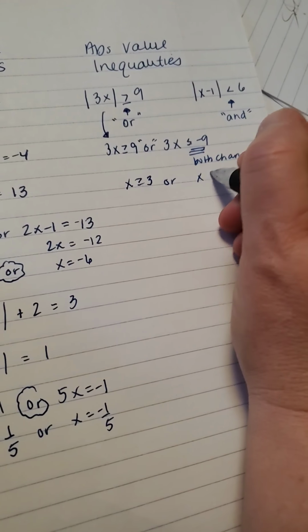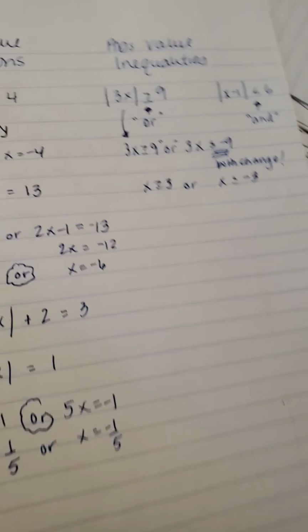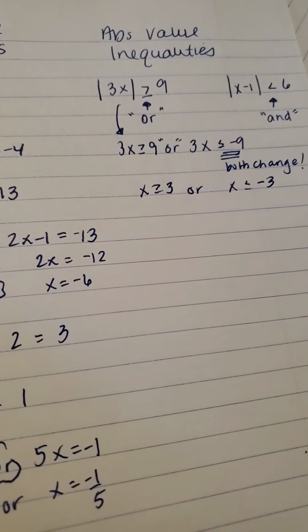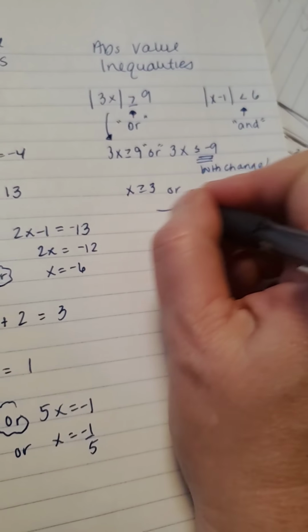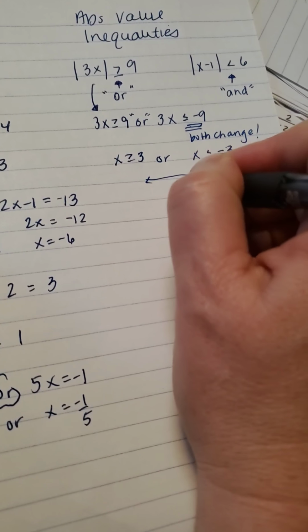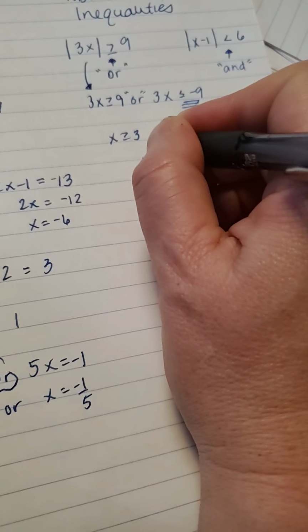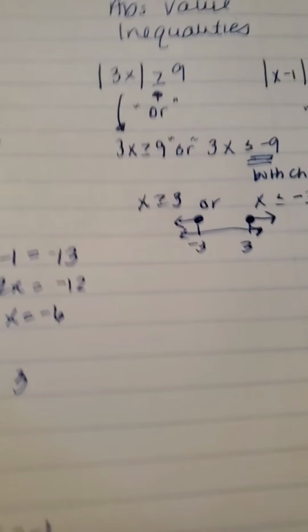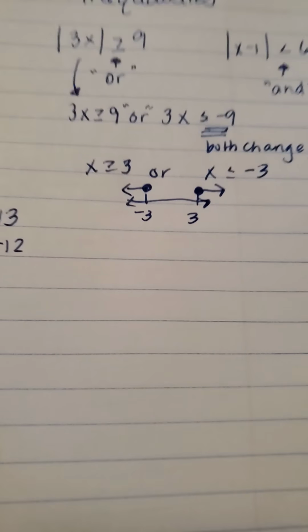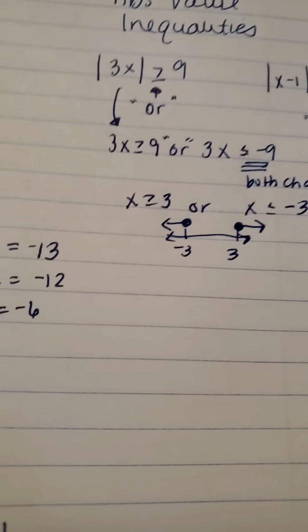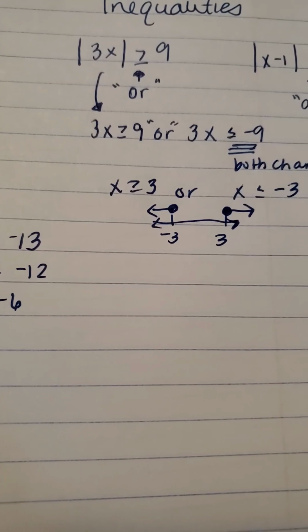And also that situation. So you have x is greater than or equal to 3, or x could be less than or equal to negative 3. And it produces this range of numbers that are bigger than something, in this case 3, or less than something, and in this case negative 3.